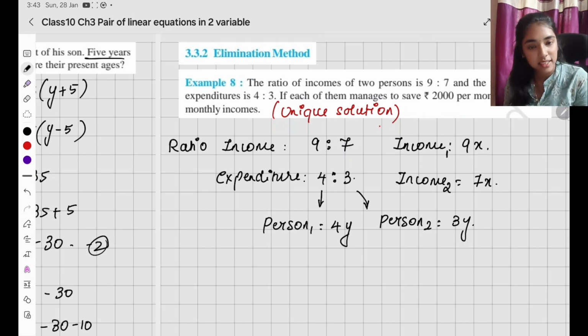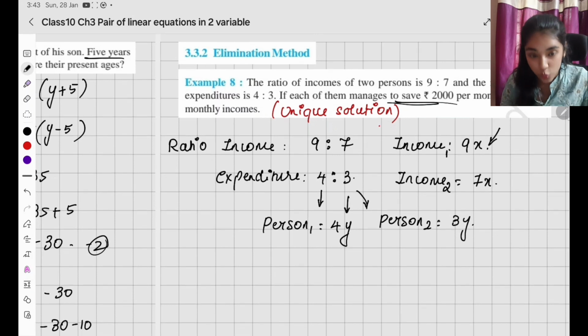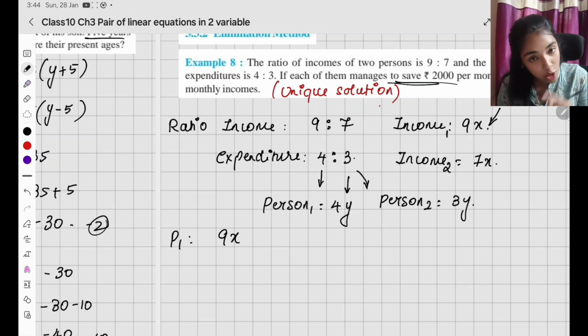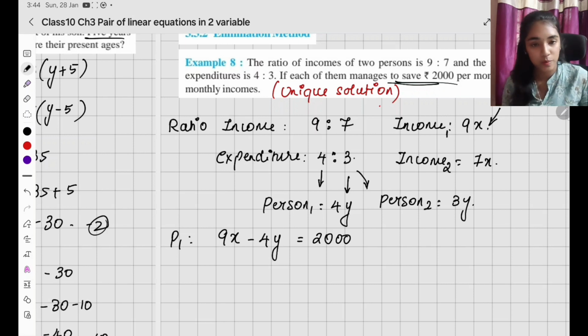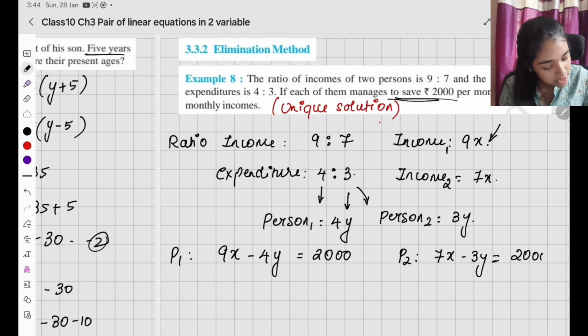இப்போ இதுல இருந்து என்ன தெரியுது? If you are earning some 10,000 rupees and you are spending some 5,000 rupees, நம்மளோட savings என்ன? What are they asking? If they manage to save. So what is the savings you have for person 1? So for person 1, his income is 9x and how much is he spending? He is spending 4y and the first person is saving 2,000 rupees. So this is first equation. Second person enna pandraru? Person 2 is earning 7x and he is spending 3y and he manages to save 2,000 rupees.